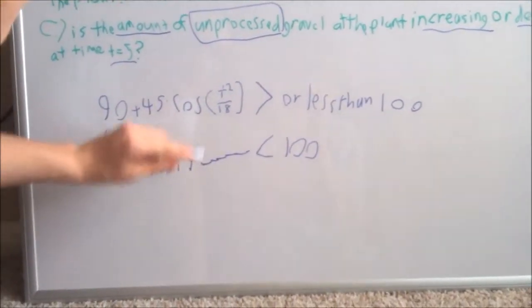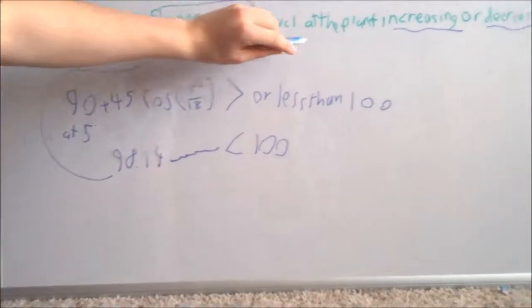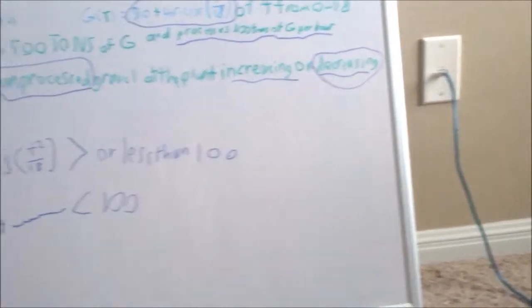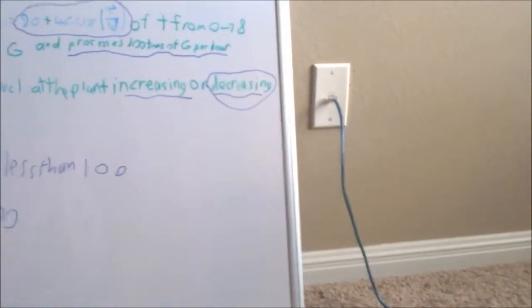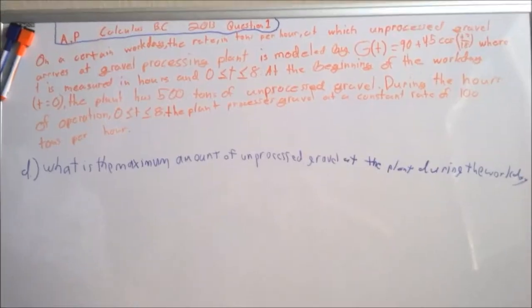Thus, the amount of unprocessed gravel is decreasing, which you will also need to state. Always explain what it means. Okay? Straightforward. All right, part D.